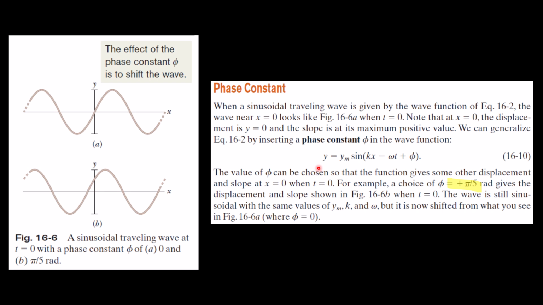Okay, students, next we have the phase constant. The phase constant phi in the wave function is here. So kx can be plus or minus omega t, and also here can be plus or minus phi, the phase constant. The value of phi, the phase constant, can be chosen so that the function gives some other displacement and slope at x equal to 0 when t equal to 0. Here you can refer to the examples and the graph.